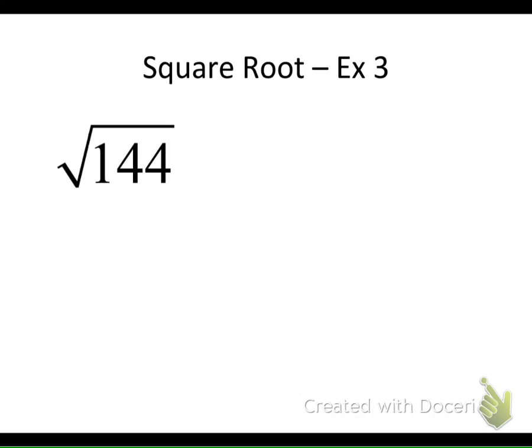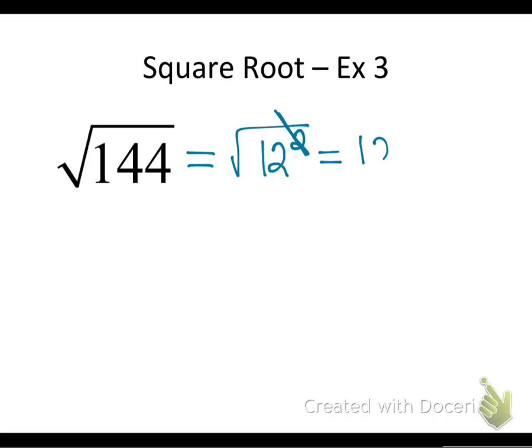The square root of 144. What times itself, because the square root of 144 will be a perfect square, what times itself will equal 144? 12. So how do I write that, though? The square root of 12, what? Squared. Then I show that squared and square root cancel because they're inverse operations. They're opposite of one another. So that square is going to cancel that square root, and we're going to be with just the 12.